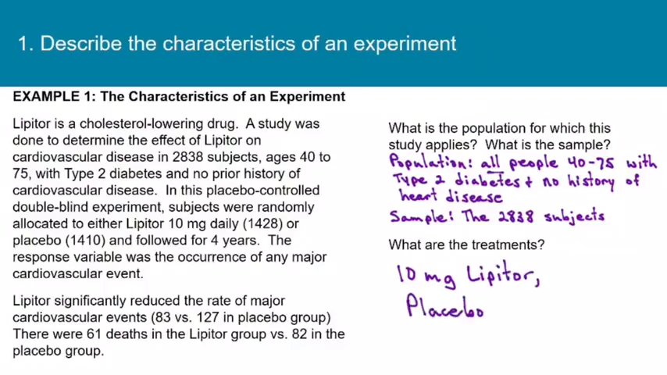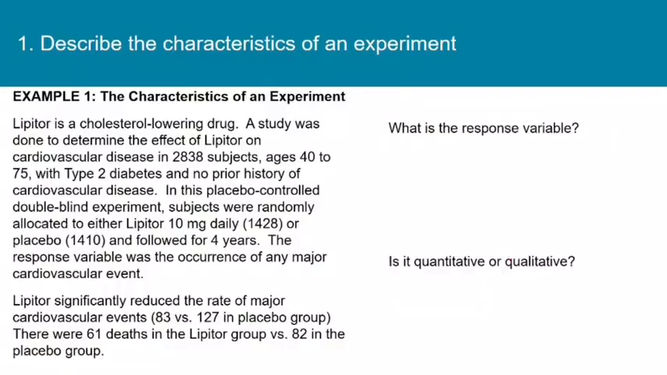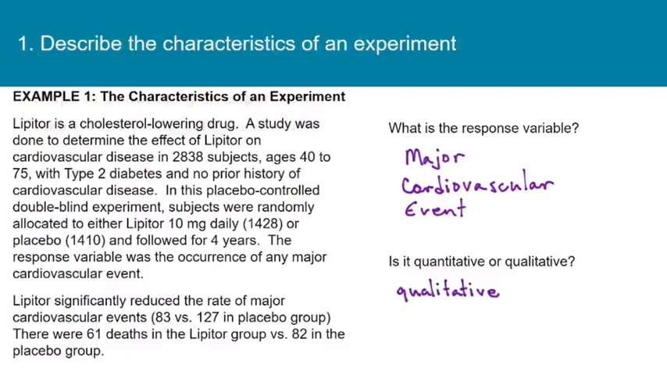And in some cases, there will be multiple levels of medication. But in this one, there was just one medication level and the placebo. And what is the response variable? Well, they told us that the response variable was the occurrence of any major cardiovascular event. And is that response variable quantitative or qualitative? Well, the occurrence of an event is either it occurred or it didn't occur, so that's going to be qualitative.